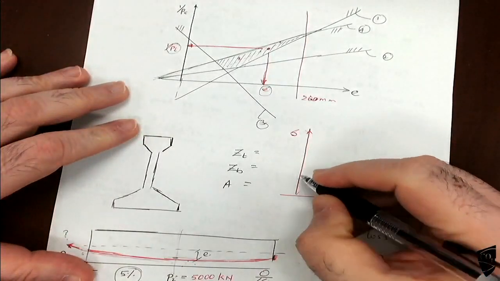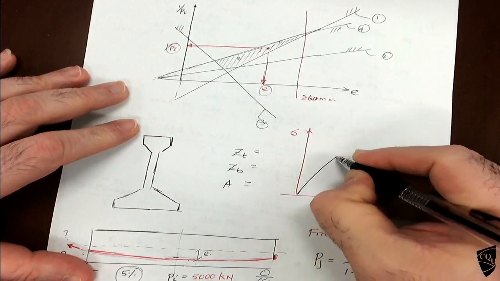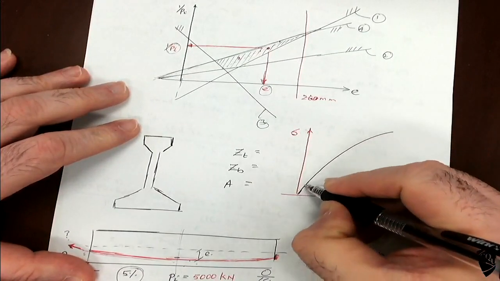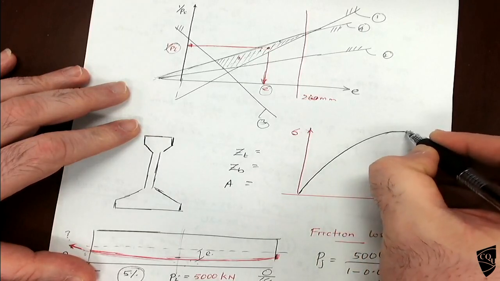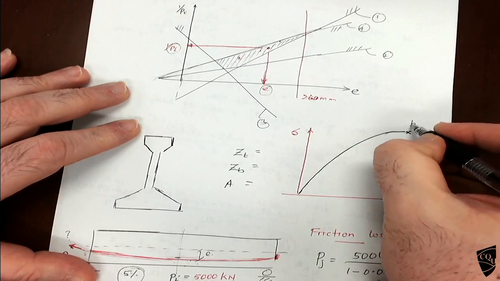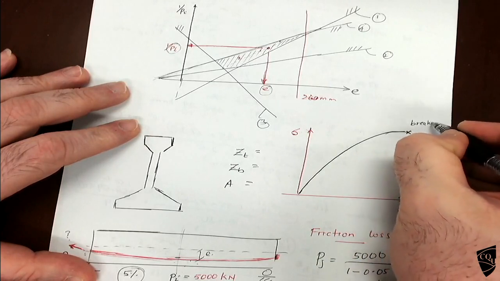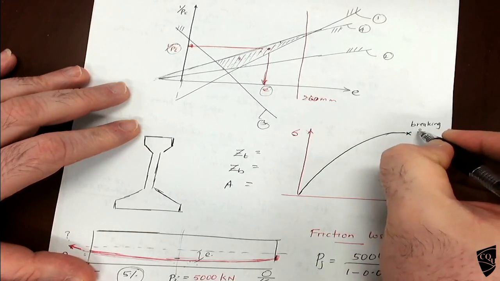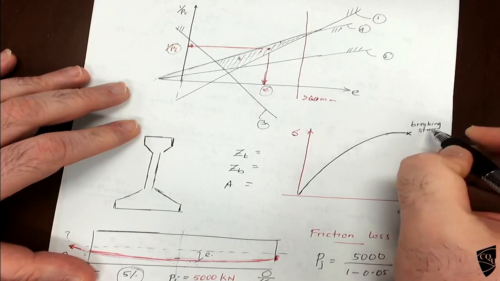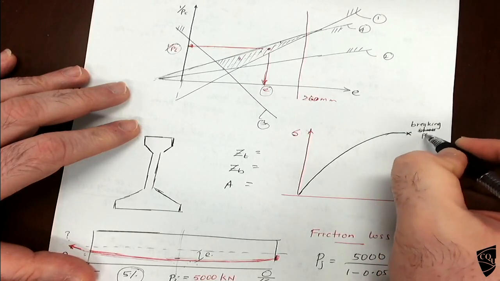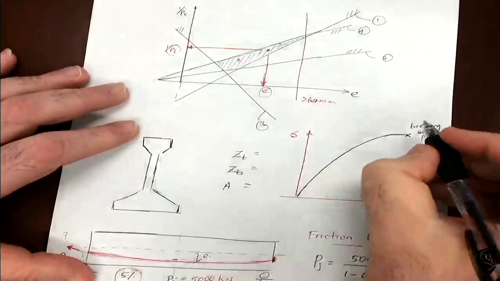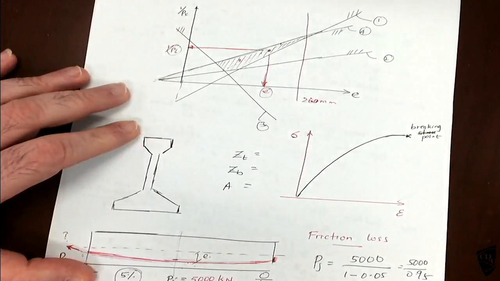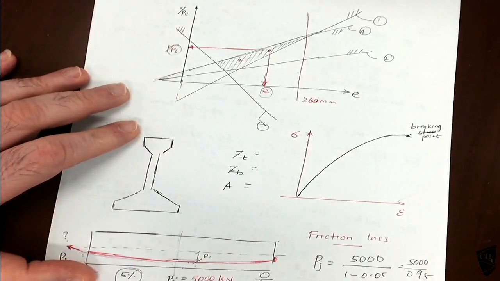The stress-strain relationship of the strand, if you apply load, will go like this. So this is the breaking load. Breaking point. Okay, so this is the breaking point. What is the yielding point?